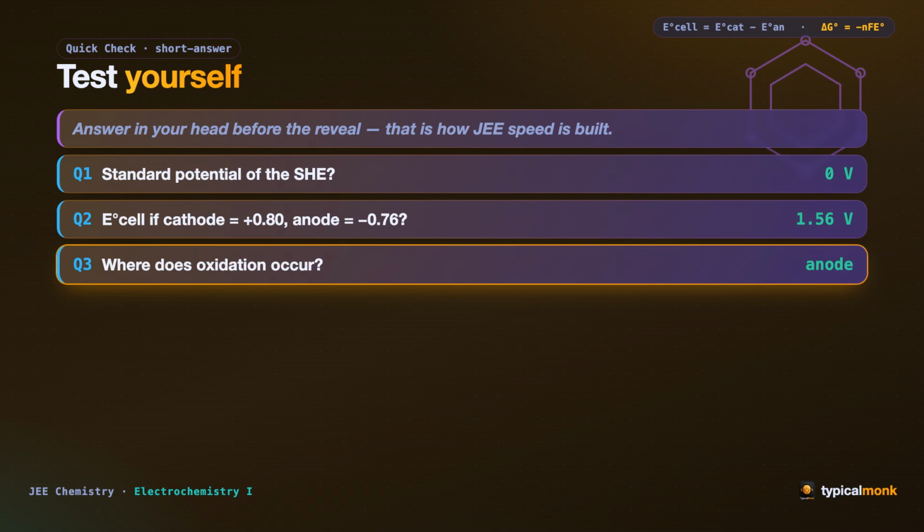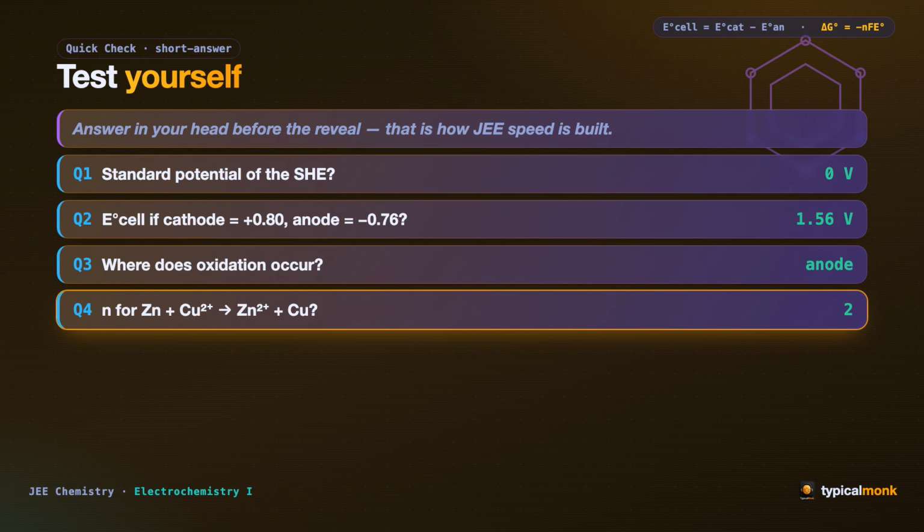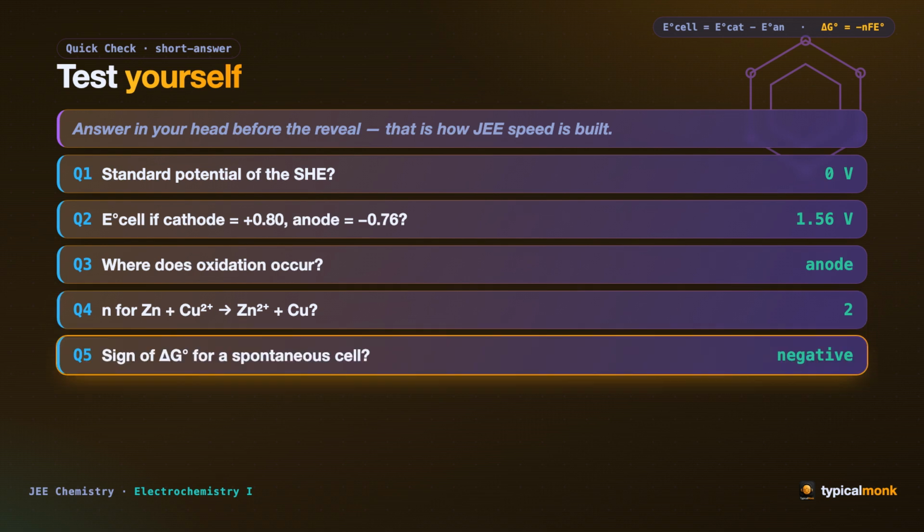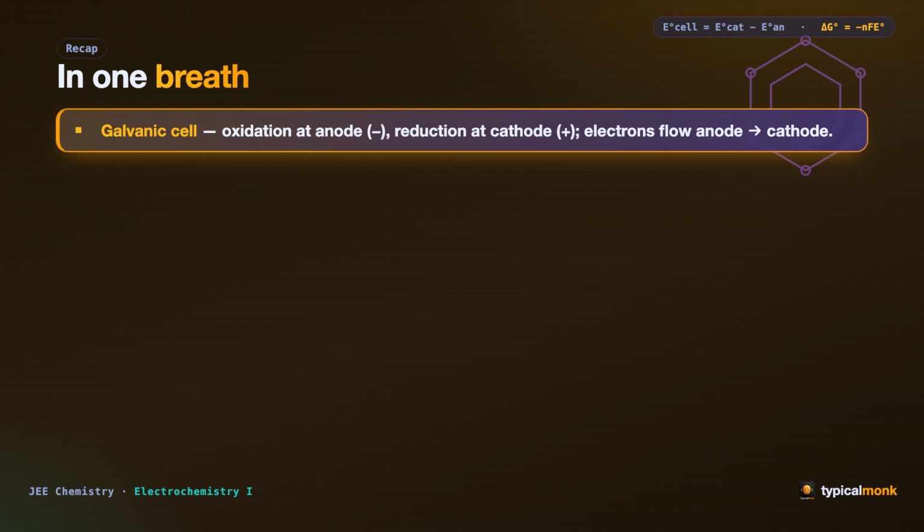Question 3. Where does oxidation occur? At the anode. Question 4. The value of N for zinc plus copper 2 plus going to zinc 2 plus plus copper. 2 electrons. And question 5. The sign of delta G standard for a spontaneous cell. Negative. Let us gather it all in one breath.